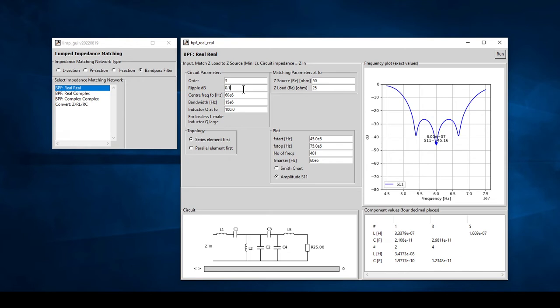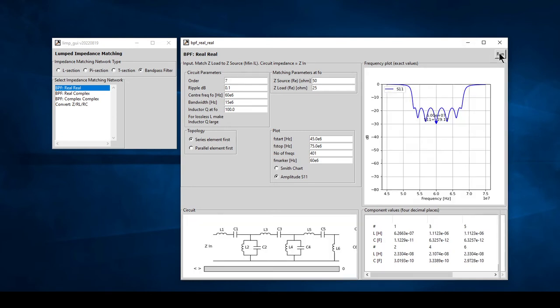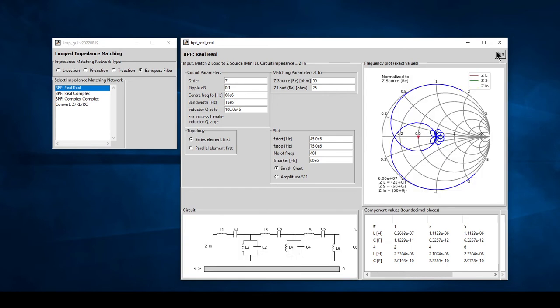And we can also make this in a higher order. Let's make that 7. We can run that. Let's make this an ideal lossless circuit by making a large Q. So there we have our amplitude of the 7th order. Let's look at the Smith chart. Right, so there we have the Smith chart. We have sliders down here to move our circuit diagram, and for the component values as well to see all the component values. Right, remember in this case we are matching Z load to Z source for minimum insertion loss.